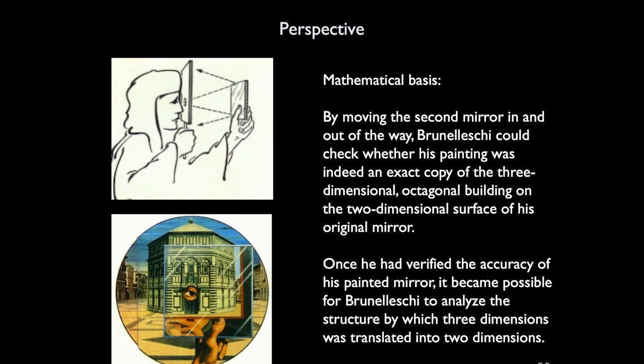By moving the second mirror in and out of the way, Brunelleschi could check whether his painting was indeed an exact copy of the three-dimensional octagonal building on the two-dimensional surface of his original mirror. Once he had verified the accuracy of his painted mirror, it became possible for Brunelleschi to analyze the structure by which three dimensions were translated into two dimensions.